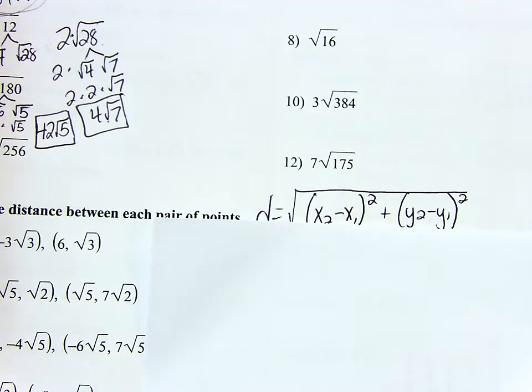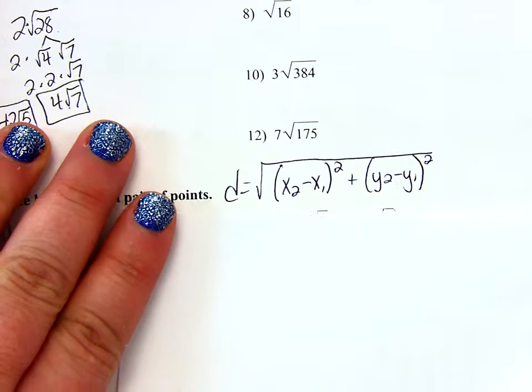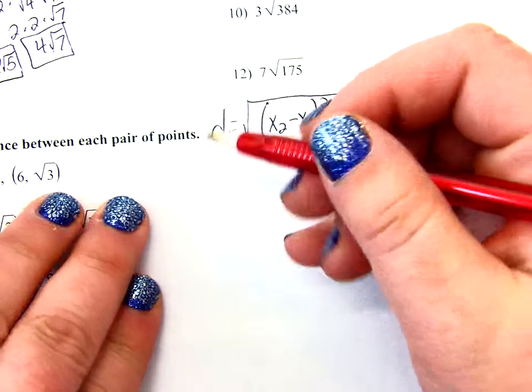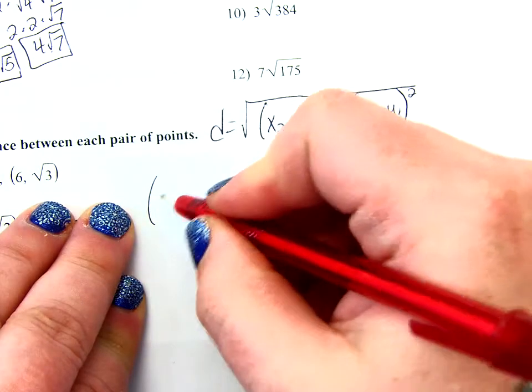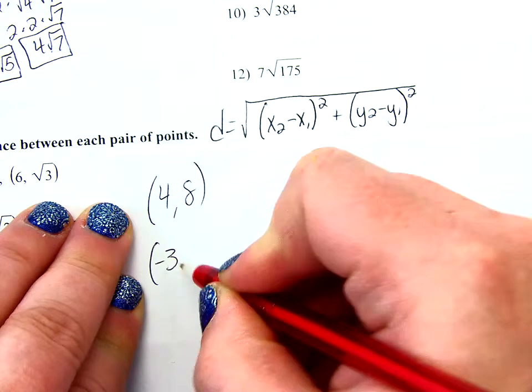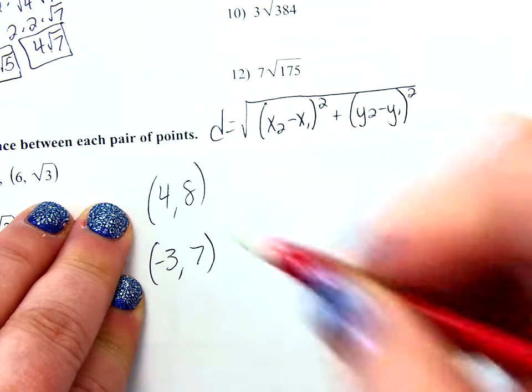Okay, so we're talking about finding the distance between 2 points in the coordinate plane. We just wrote our formula down, and we're going to do an example with easy numbers. So let's say the 2 points were (4, 8) and (-3, 7).